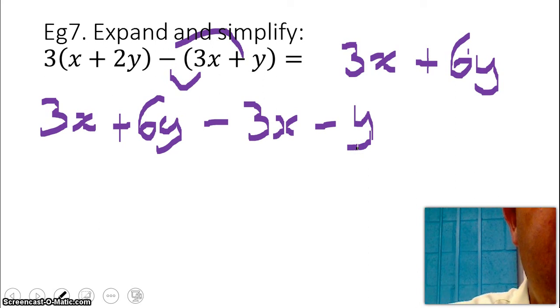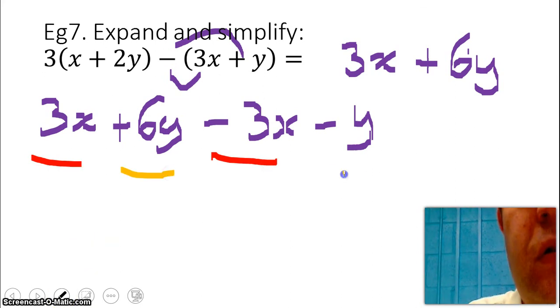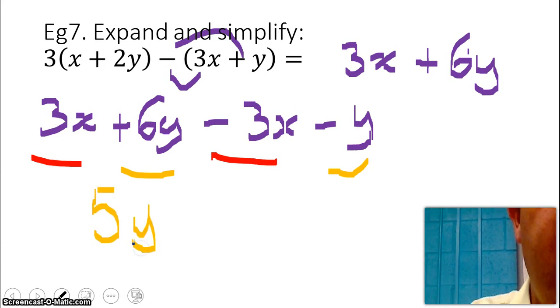And all we've got to do now is collect up our like terms. So using the Viger principle, 3x and 3x. 3x take away 3x gives us no x's, and 6y's take away 1 leaves us with 5y's. And that's our answer.